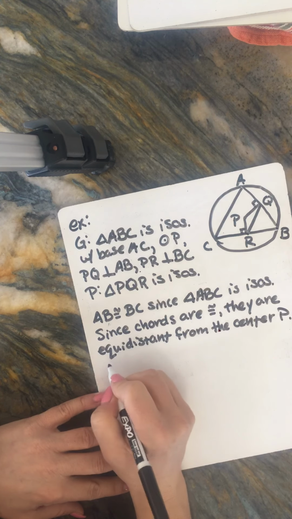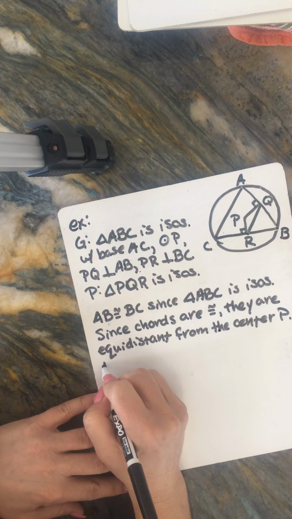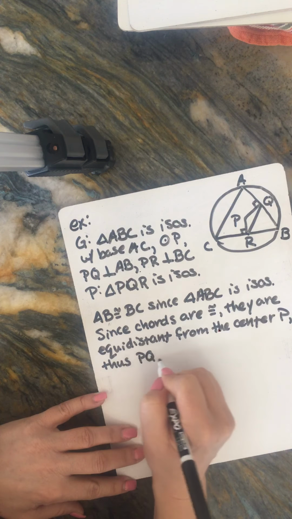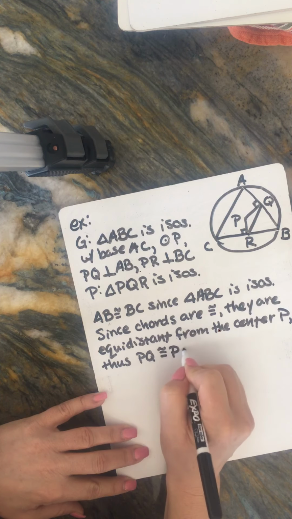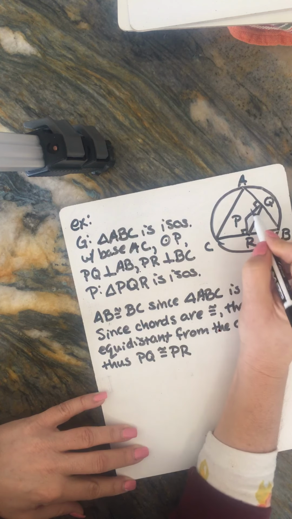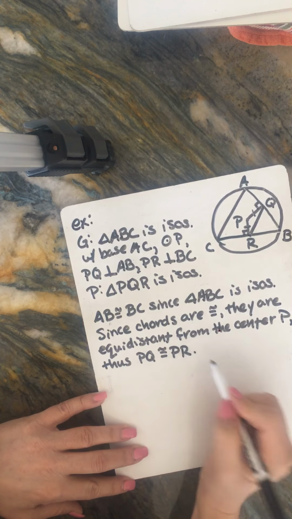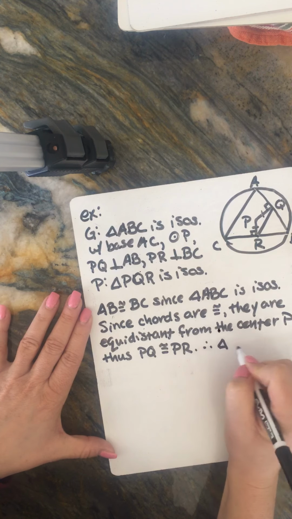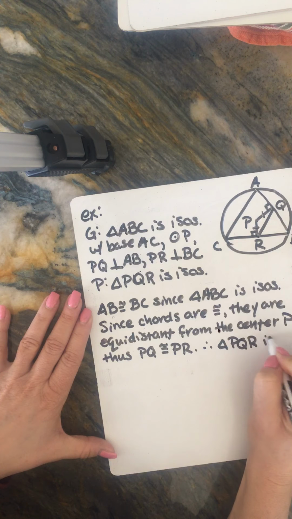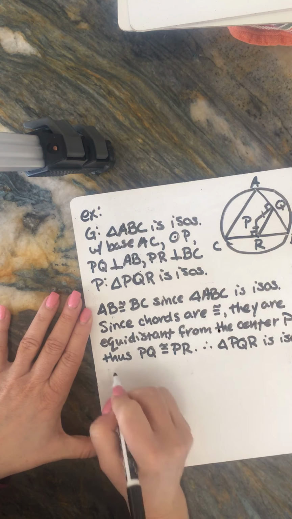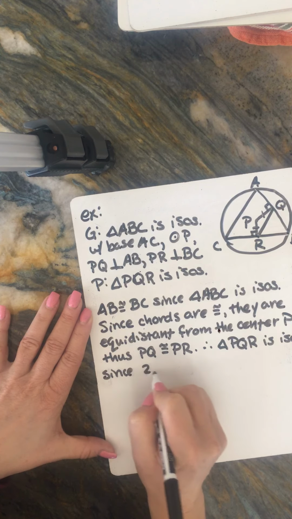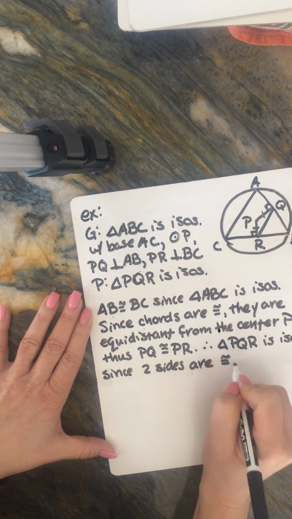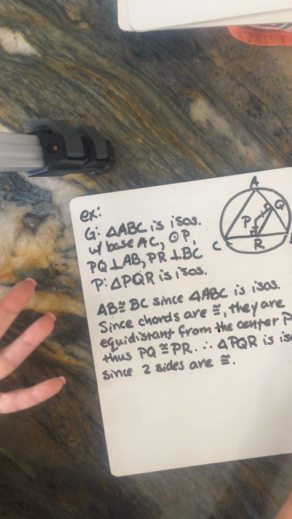P. Thus, PQ is congruent to PR. So that's congruent to that. Well, hey, we've got an isosceles triangle then. Therefore, triangle PQR is isosceles since two sides are congruent. And there we go. Not a problem.